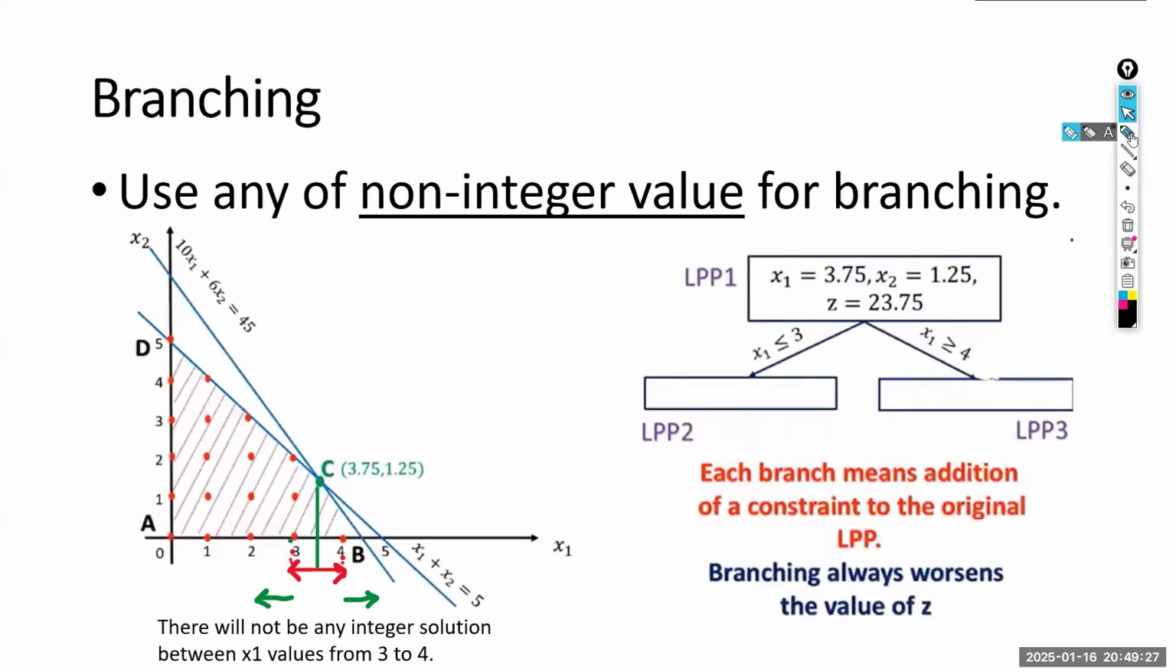Right. So now we are going to do the branching. Now remember, this is our optimum point after relaxation. But this value is not an integer. So it can't be anything between 3 and 4, because between 3 and 4 all the values are non-integers. This is a more logical approach.